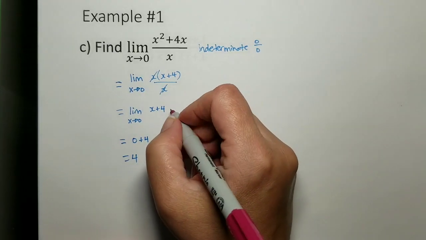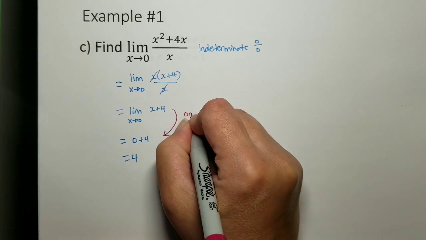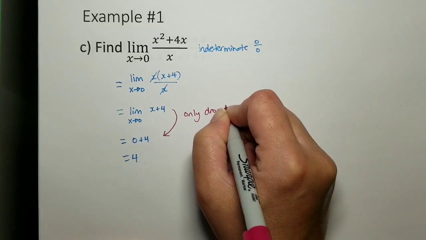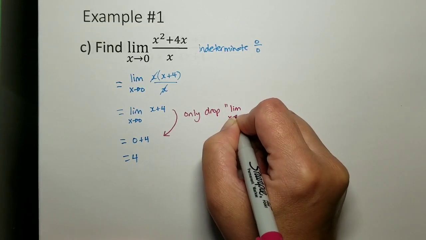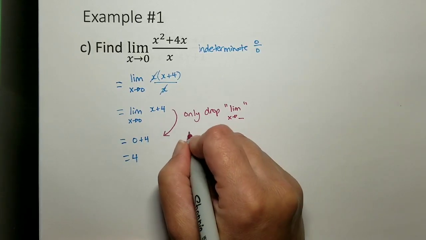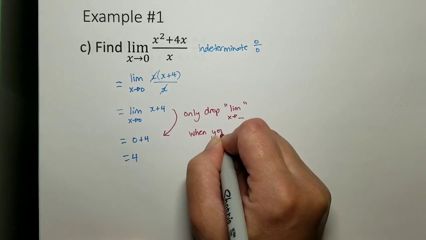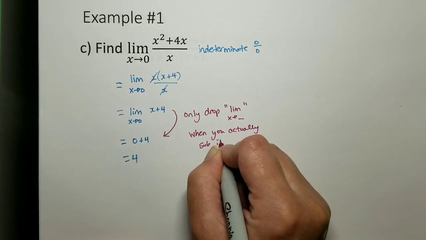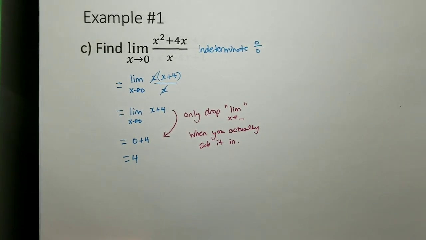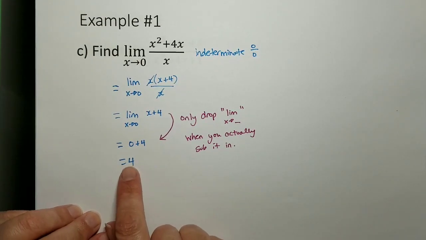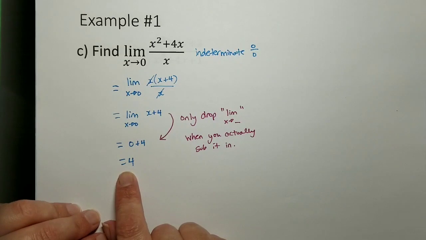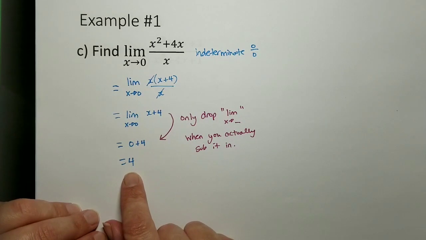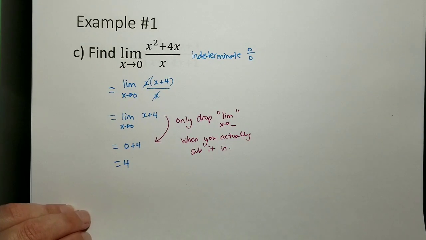So I'm going to make a note here. Only drop the limit as x approaches something when you actually sub it in. Okay, so you cannot just take away that limit. That's a big communication issue for sure if you forget to keep writing that. And you wouldn't keep writing it here because it's not the limit as x approaches 0 of 4. It's just the actual value. You've already evaluated the limit.